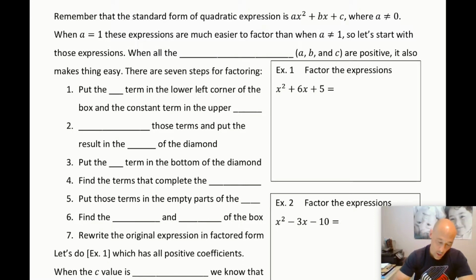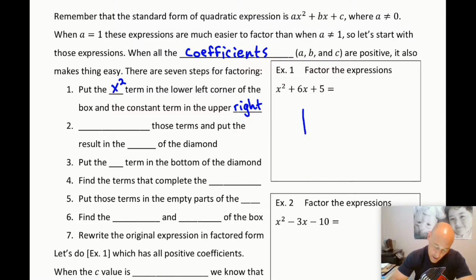When all the coefficients, so a, b, and c are called the coefficients, are positive, it also makes things easy. There are 7 steps for factoring. Step 1: put the x squared term in the lower left corner of the box and the constant term in the upper right. We're going to go through example 1 as we're doing this.